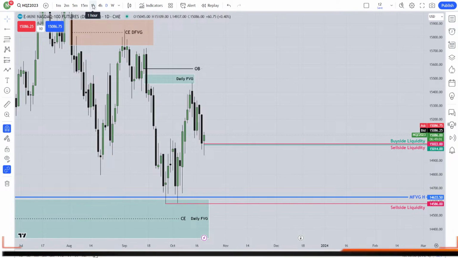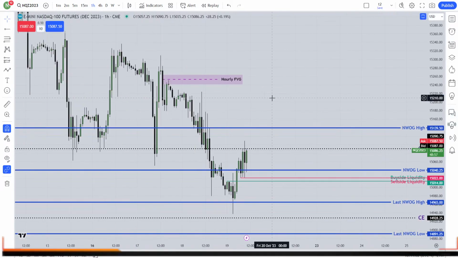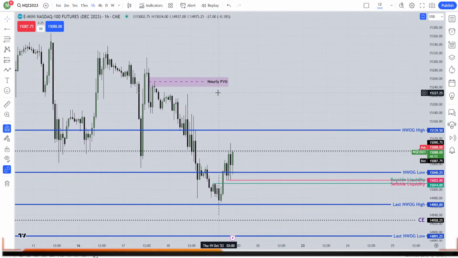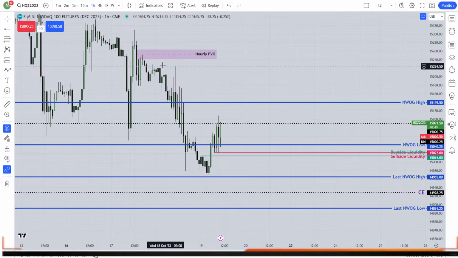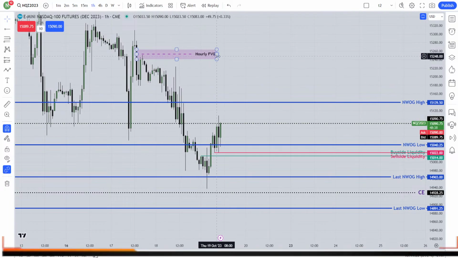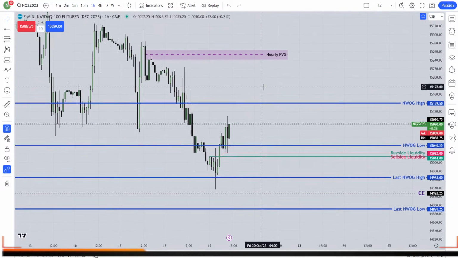Okay, let me go to the hourly chart. I want to go faster. I would like to see what price actually wants to do. Right now it's at the consequent encroachment of the new week opening gap from yesterday. If any candle can close above the consequent encroachment, I will go for the buy side liquidity and this hourly fair value gap. That is the last hourly fair value gap. I want to see the market trade over there. That is my expectation for today.